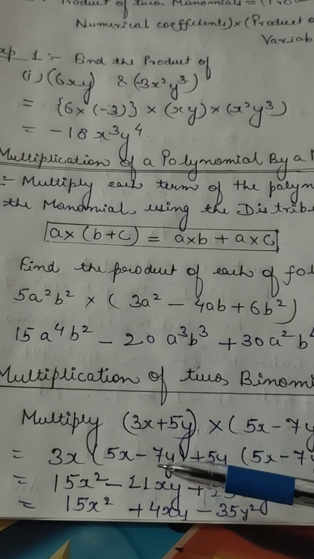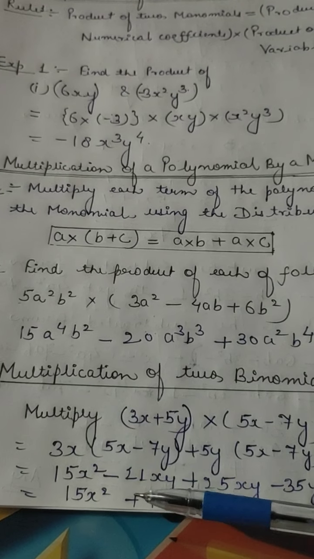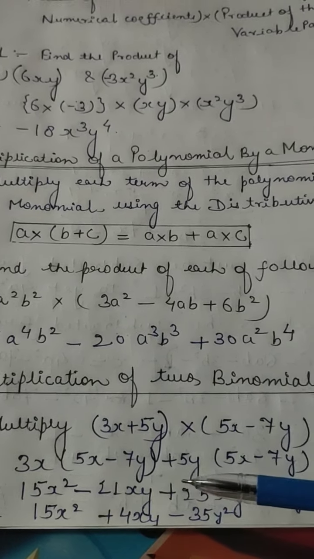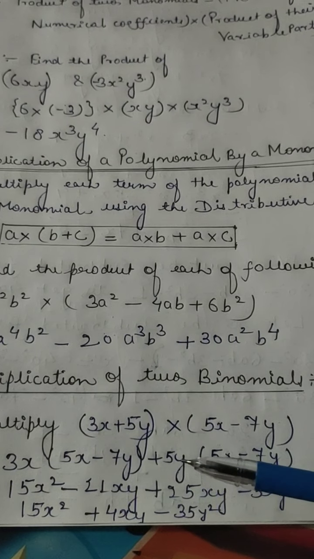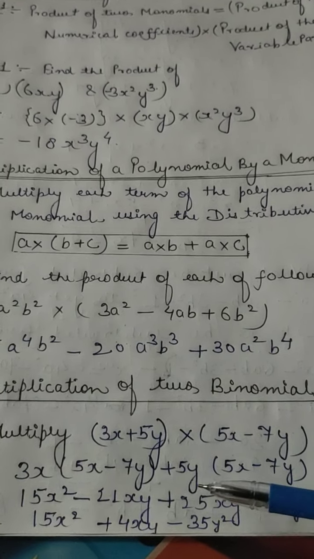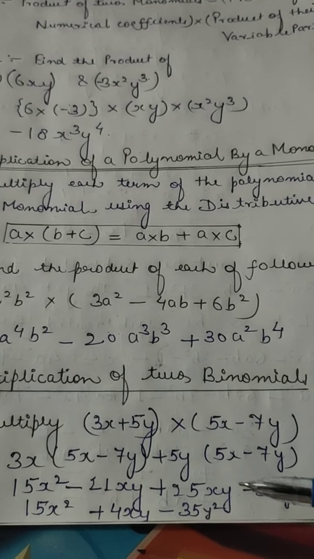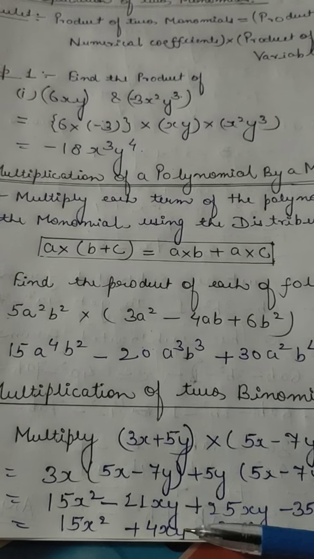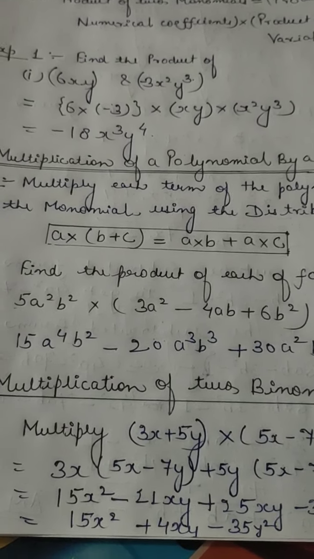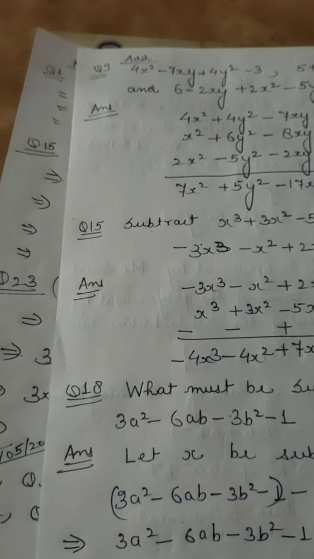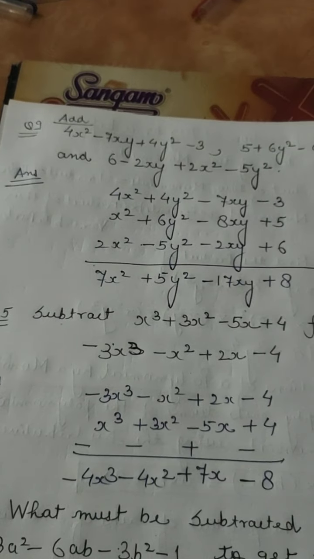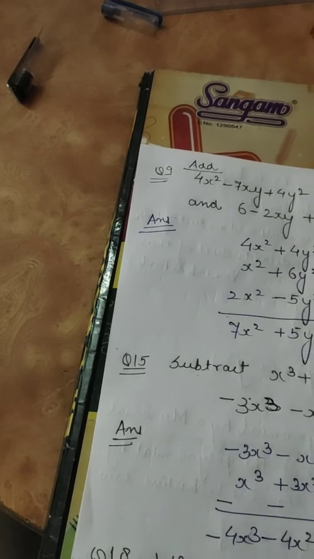Similarly 3x is multiplied with minus 7y, it will give minus 21xy, and 5y is multiplied with 5x, it will give 25xy, and 5y is multiplied with minus 7y, it will give minus 35y square, and 15x square plus 4xy minus 35y square. This is the final result. This is how we do multiplication of two binomials. Binomials means an algebraic expression having two terms.